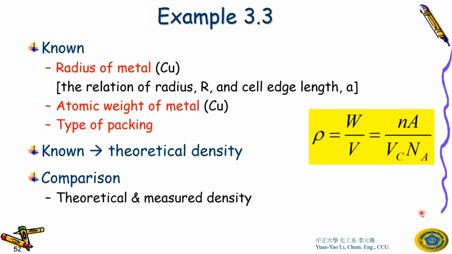Right. Another example in your textbook is example 3.3. Here I give you the information of the radius of the copper, the atomic weight of the copper, and the type of packing. And I want you to do the calculation. I want you to find out the theoretical density. Easy. Piece of cake.